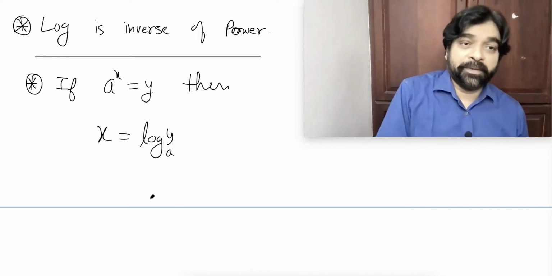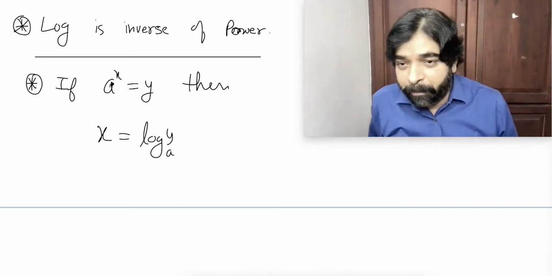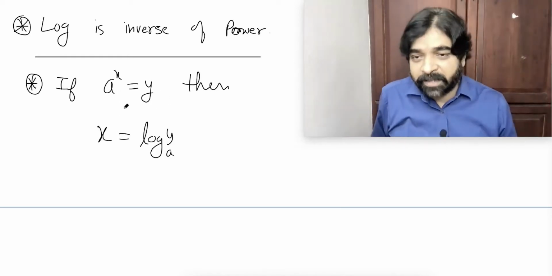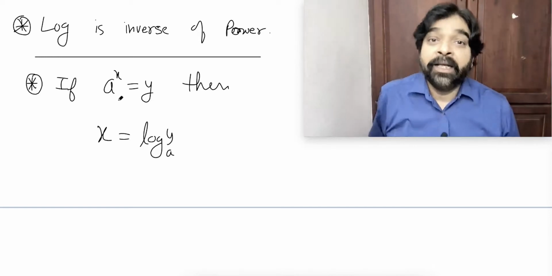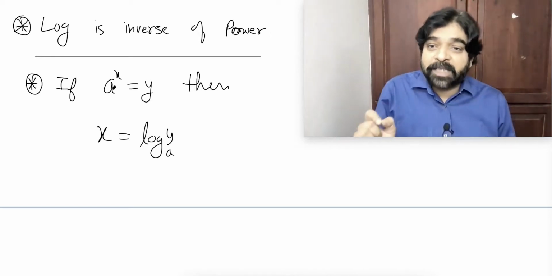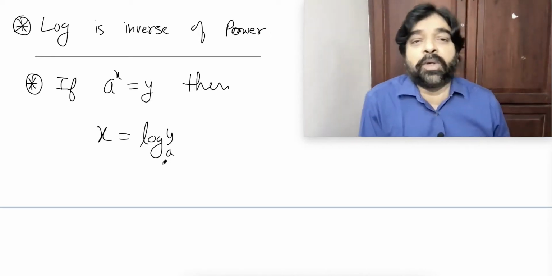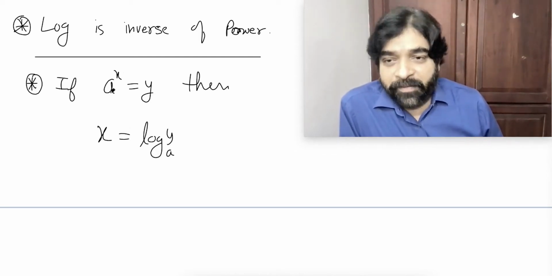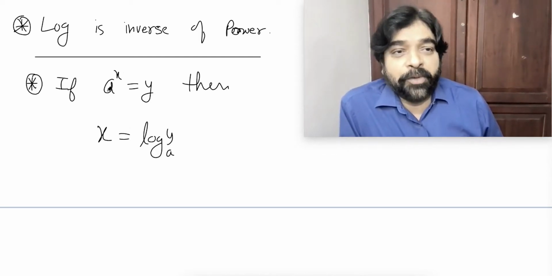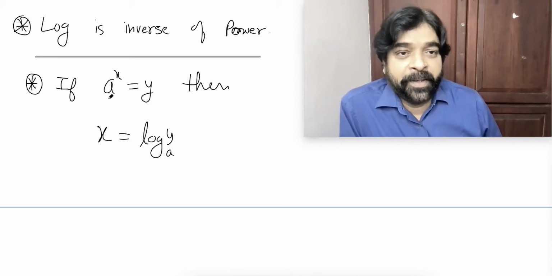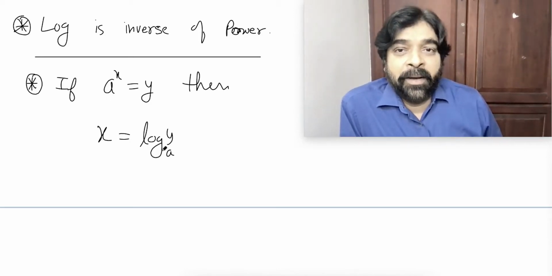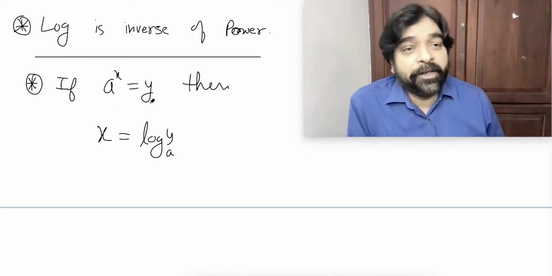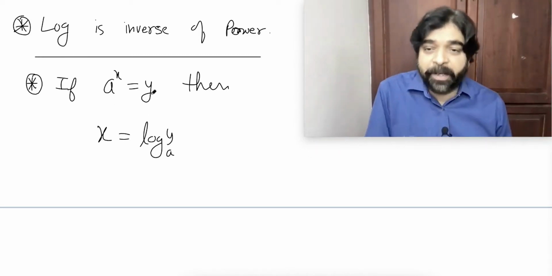Very, very important. Whenever the base of any number goes to the other side, that base will become the base of the log. Here also this is the base, here also base. If I ask you what is the name of this a, you will say this is the base of x. Here also it's a base. But this time when we go, this base will go to the right side, it will become the base of the log, not the base of the number.